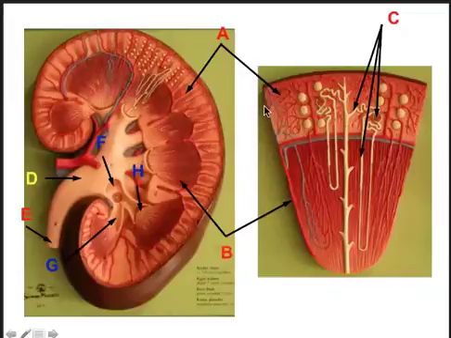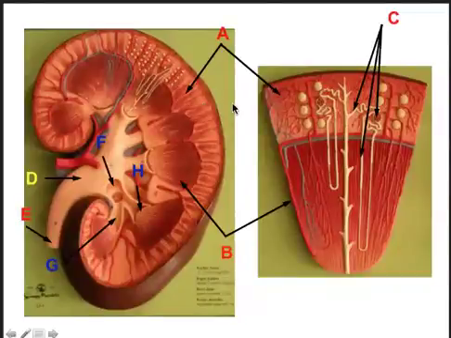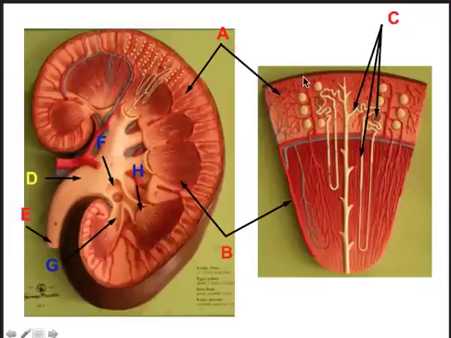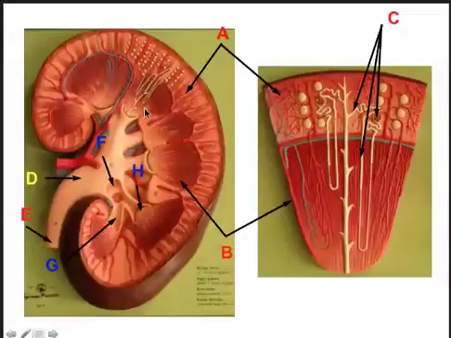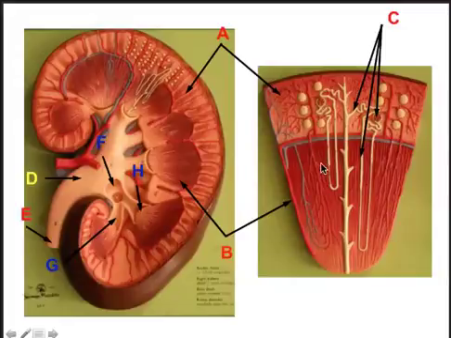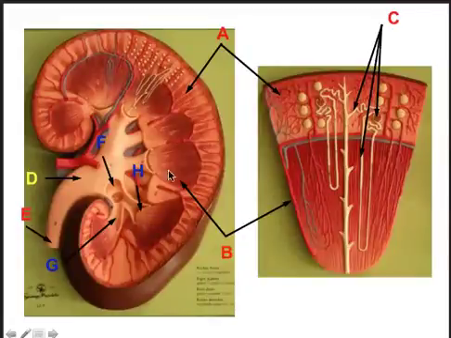Okay, another model. Let's start with A. What area is A pointing to here? I'm tracing it here and I'm tracing it here, and this is cortex. This little dark area here, this would be capsule. What is B pointing to? B is pointing to this area here in the low magnification, and this area here in the high magnification, and that is the medulla. The medulla is populated again by renal pyramids.